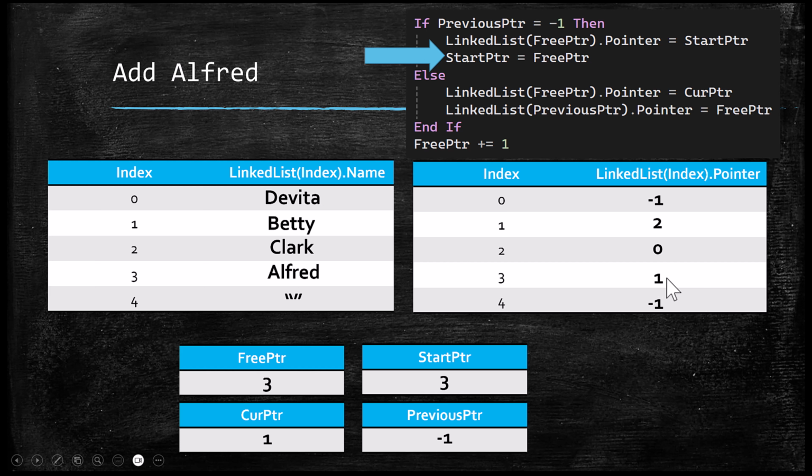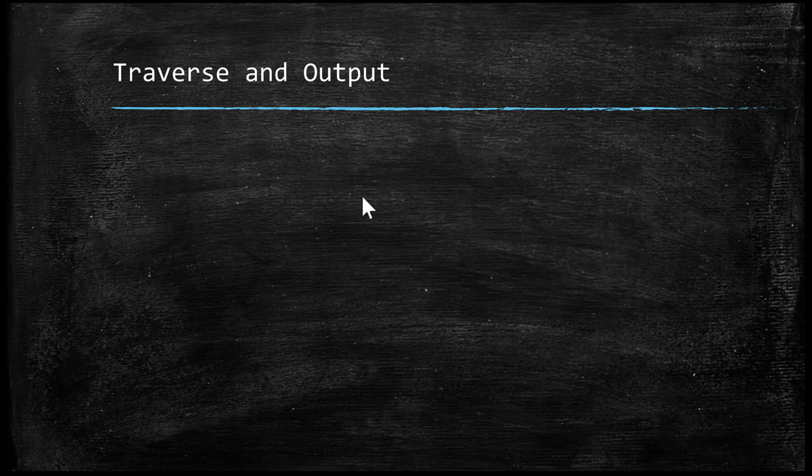But notice Alfred is pointing to index 1, which is Betty. Betty's going to point to Clark. Clark is going to point to Davida. Davida points to -1, which is the end of our linked list. So that is how we add Alfred. The next thing we need to do is we need to traverse and output.